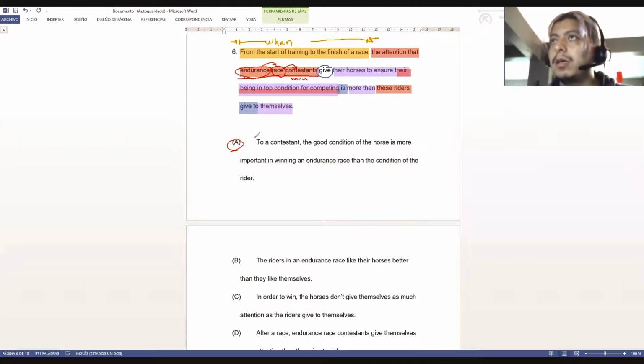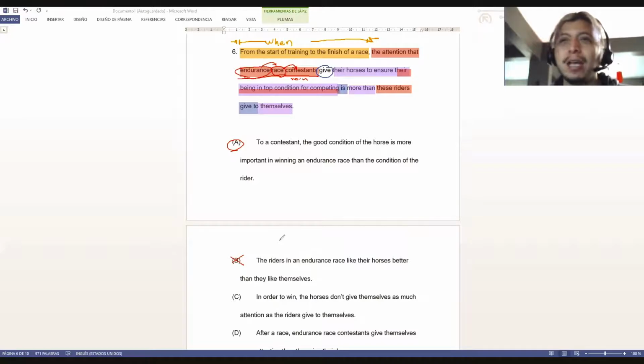Okay. It says B, the riders in an endurance race like their horses better than they like themselves. These riders, they like the horses more than themselves. It's like I prefer the horse than myself. I don't like myself as much as I like the horse. No. It says that they give them more attention, but only from the start of training to the finish of a race. So it's not like forever, yeah?